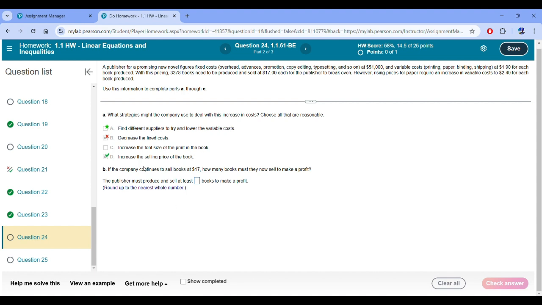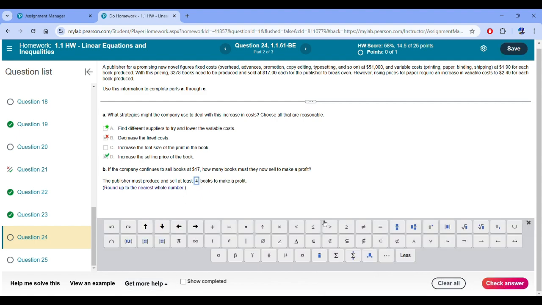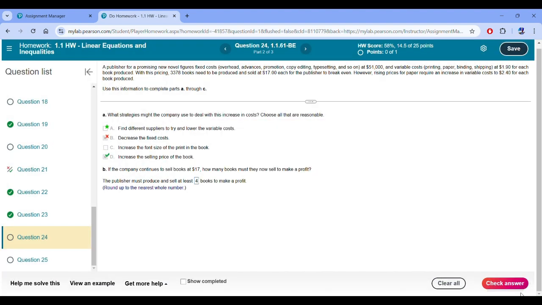Okay. If the company continues to sell books at $17, how many books must they sell in order to make a profit? Well, that would just be the equation, right? All right, let me just get this wrong so I can do it again, because I'm kind of annoyed with that first part.